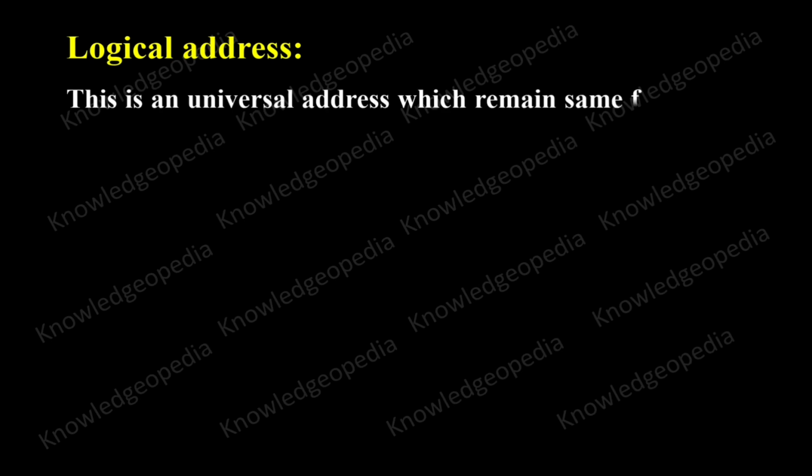Understood what is the difference between logical address and physical address? Let us discuss something more related to logical address. This is a universal address which remains the same from origin to final destination. So this will remain the same when we are transferring a packet from source to the destination. So the destination address is the logical address, that will remain the same.